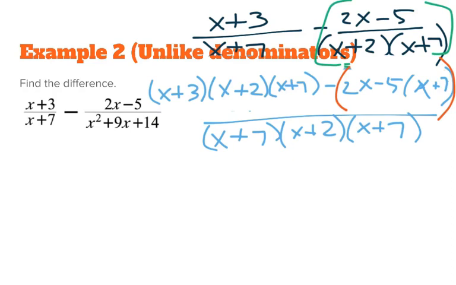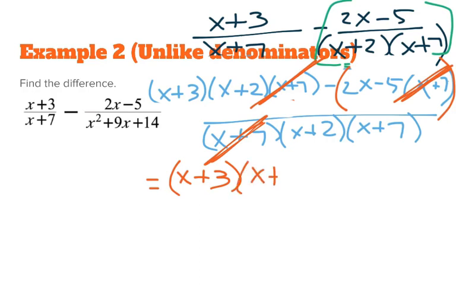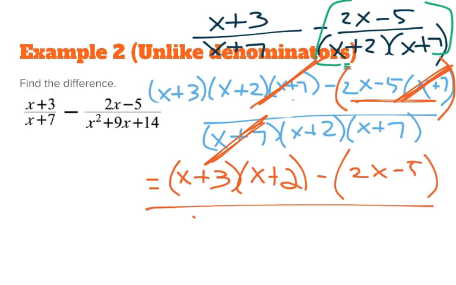All right, so let's see, is there anything that can be canceled? Because I have a lot of terms. What I don't want to do is start foiling out all of this. That would be a mess. So look for things that are in all three. And I see that I have an x plus 7 here, here, and here. So all of those will cancel, and it'll leave it a lot nicer for me. So now I can write it as x plus 3 times x plus 2, that's just the first term, minus, remember keep this in parentheses, 2x minus 5, over, and then my denominator is x plus 2 times x plus 7.